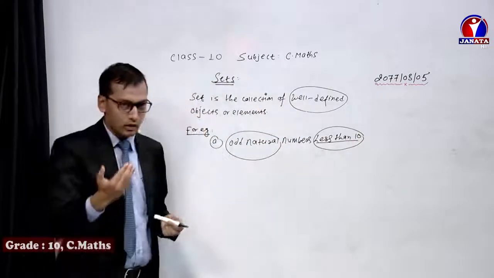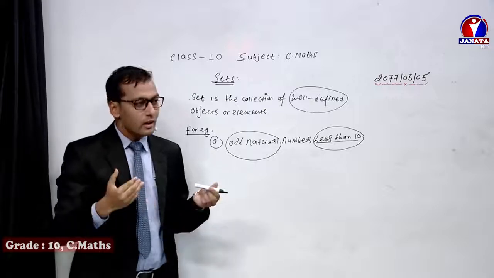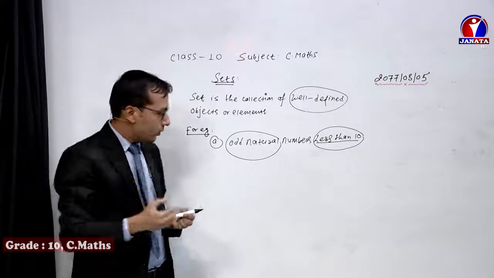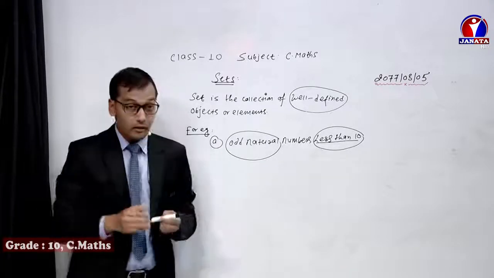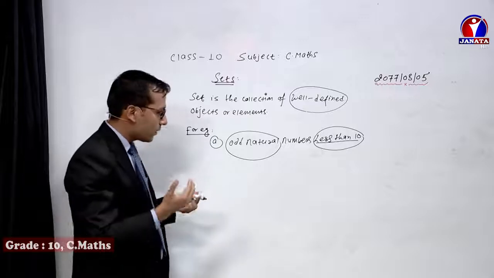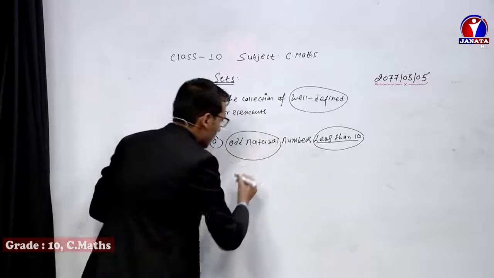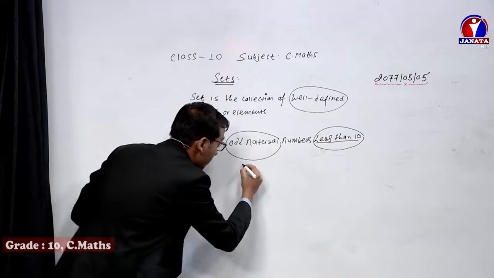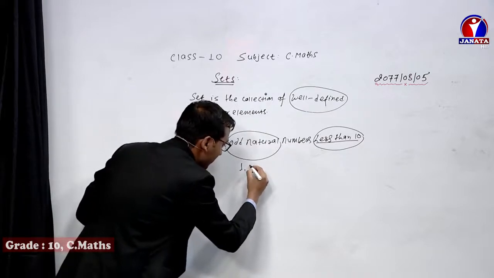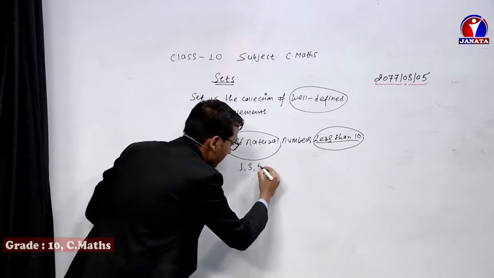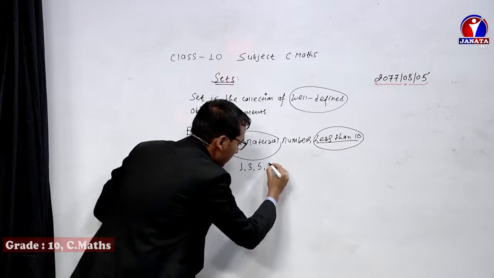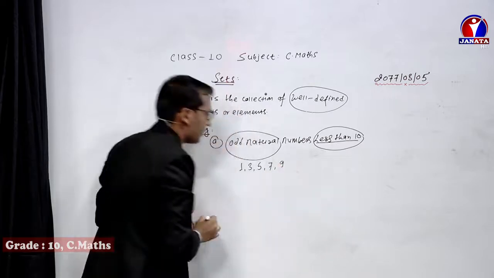Let's think, taking 10 seconds. I hope you are taking the class and are in front of the screen. So let's think for 10 seconds. I am also writing here on the board. Okay, so what are the odd natural numbers? The first number is 1, second is 3, third is 5, similarly 7 and 9.